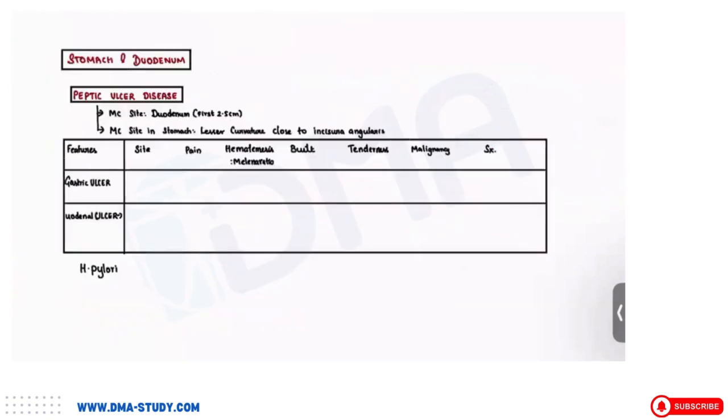So next is the stomach and duodenum, peptic ulcer disease. What is the most common site of a gastric ulcer? Lesser curvature. Straight MCQ. What is the most common site in gastric peptic ulcer disease? Lesser curvature. Duodenal, it's the first part. Pain relieved by vomiting is seen in gastric. Pain relieved by food is seen in duodenal.